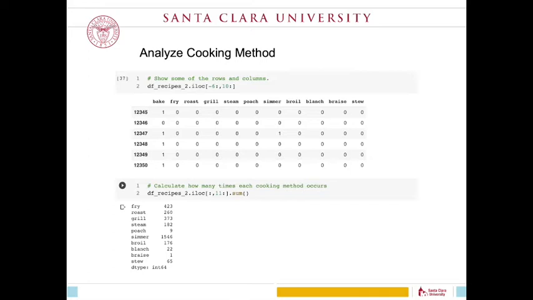So we thought of using get dummies to achieve the characteristics of each dish making method. We store the extracted cooking methods in a new data frame to facilitate the subsequent analysis. Shown here is a part of this data frame. Its index is the ID of the recipe and the column name is each extracted cooking method. Then we sum each column separately to figure out how many times each cooking method appears.